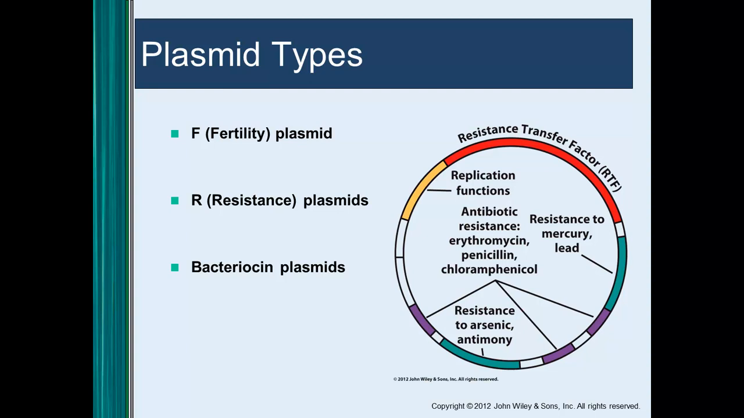In specialized transduction, the phage inserts into the bacterial chromosome and carries a few host genes with it when it separates. But in generalized transduction, the phage causes fragmentation of the bacterial chromosome, and some of the fragments are accidentally packed into viruses as they are assembled.